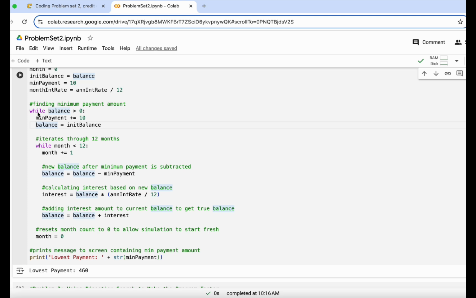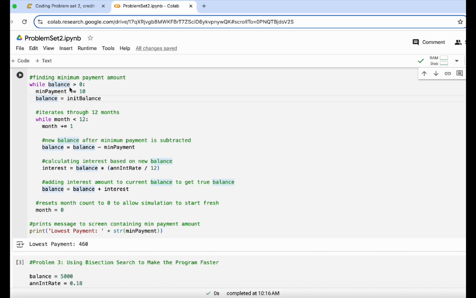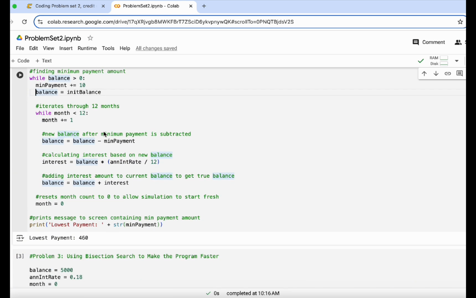So this outside loop: while balance is greater than 0, minimum payment plus equals 10, balance equals this initial balance variable, which I declared above. This is the main loop that finds the minimum monthly payment right here. It keeps running as long as the balance is not zero, hence the debt not being fully paid off. So this line right here increases the amount by $10 after each iteration it goes through.